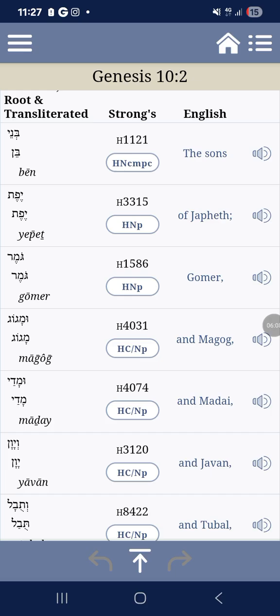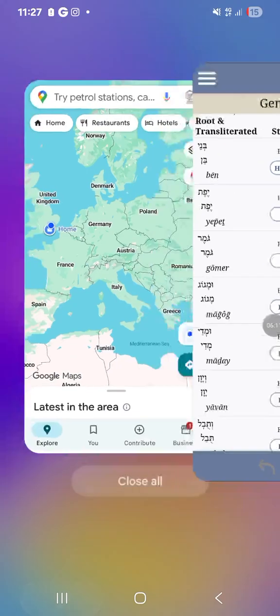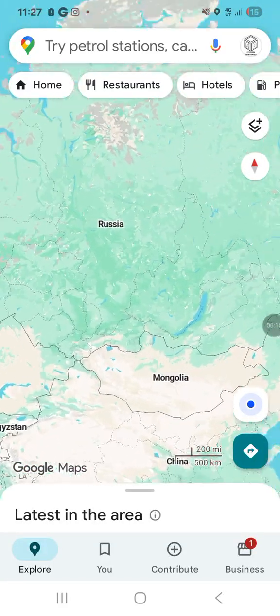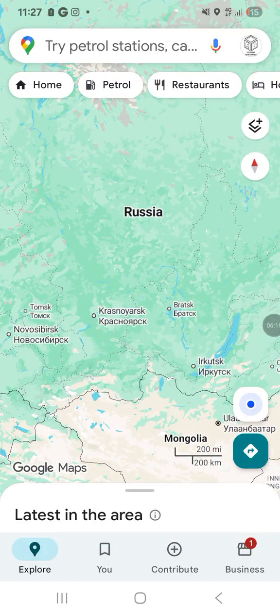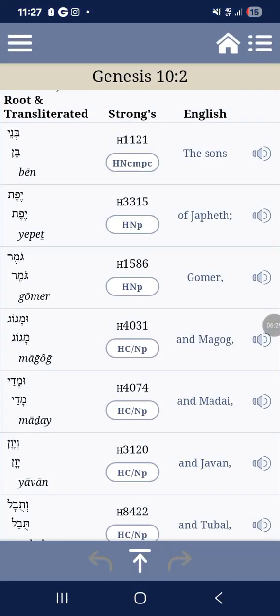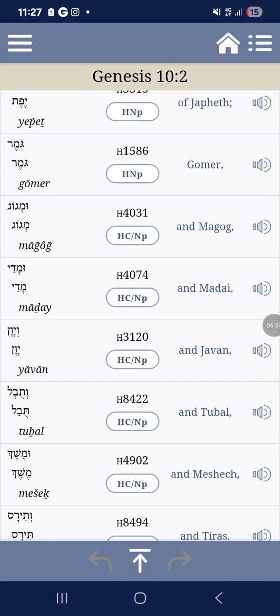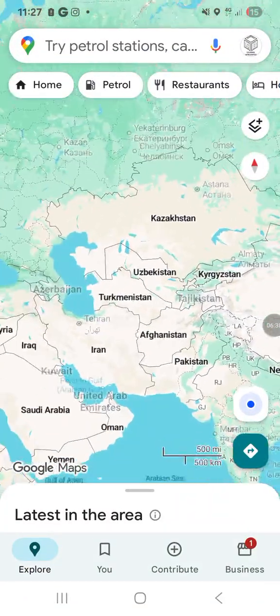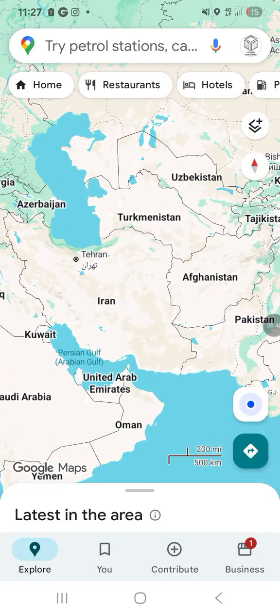Then we've got Magawag. Magawag is over here. This is where Magawag is. Bani Magawag, the children of Magawag, or Magog in English. Then we've got Madi, which is going to be in the country that I spoke about, which is Iran.